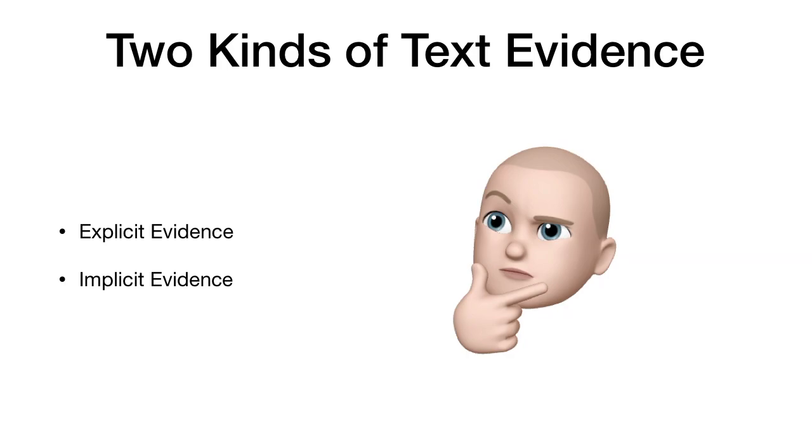There are two kinds of textual evidence, explicit and implicit. Explicit evidence is proof plainly stated. So it's plainly stated in the text. The author just comes out and says it. Implicit evidence is evidence that is only implied by what the author stated in the text. You have to figure it out. You have to read between the lines.